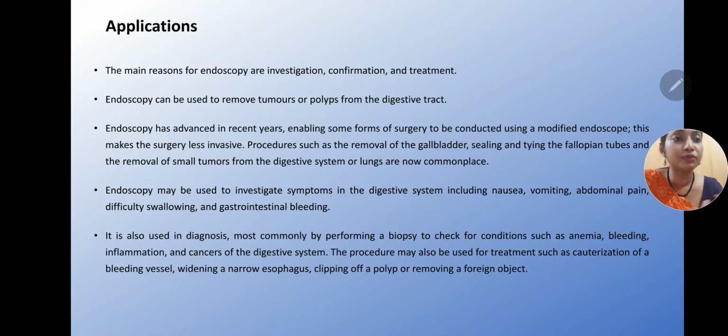So it is performed with the help of an endoscope. Endoscopy may also be used to investigate symptoms in the digestive system like nausea, vomiting, abdominal pain, difficulty in swallowing, gastrointestinal bleeding. So all this can be checked using an endoscopy or endoscope. It is also used in diagnosis, most commonly by performing a biopsy to check the conditions like anemia, bleeding, inflammation, cancer of digestive system, etc. Now, the procedure may also be used for treatment like cauterizing a blood vessel, widening a narrow esophagus, clipping of a polyp, or removing any foreign objects from the body.